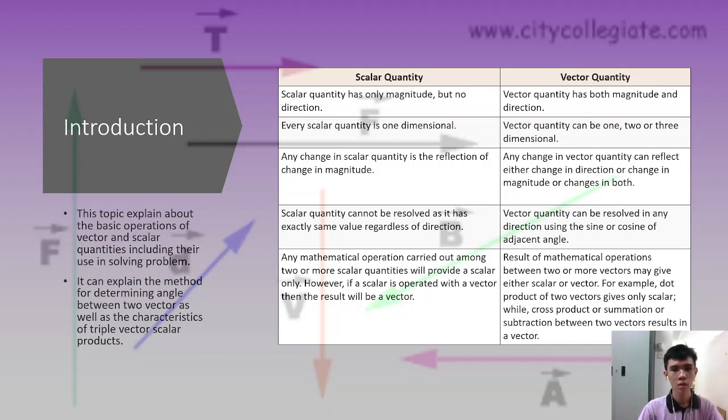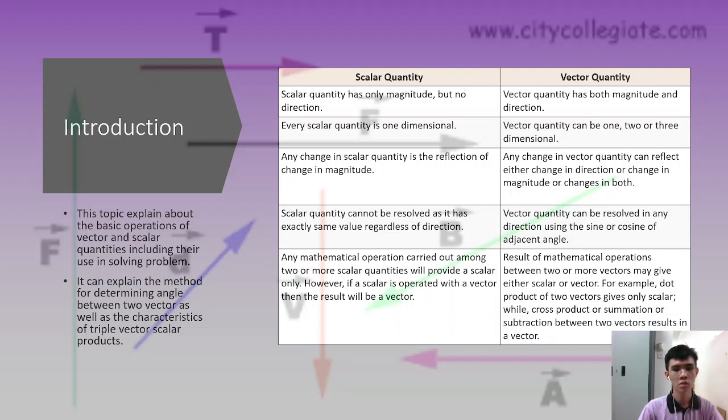Scalar quantities have only magnitude but no direction. Vector quantities have both magnitude and direction. Every scalar quantity is one-dimensional. Vector quantities can be 1, 2, or 3-dimensional. Any change in a scalar quantity is the reflection of a change in magnitude. Any change in a vector quantity can reflect either a change in direction, or a change in magnitude, or a change in both.